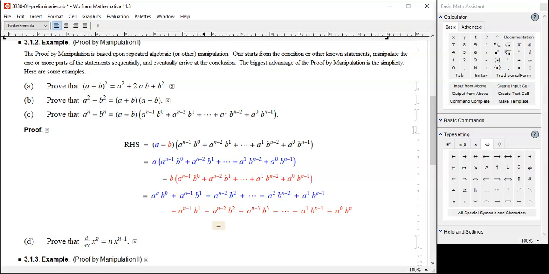A to the nth power, b to the 0 power. 0 power, you don't have to write it. Let's write it anyway. A to the 0 power times b to the nth power. That's the same as a to the nth power times 1 minus b to the nth power. And what is that? That's the left hand side. And this completed the proof.